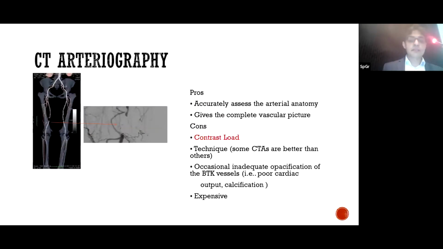CTA can accurately assess the arterial anatomy. It is associated with contrast. If someone has abnormal kidney function, that can cause contrast-induced nephropathy. And also, if someone has a low cardiac output, or if someone is diabetic, it cannot really opacify the below-the-knee vessels if there is a lot of calcification.